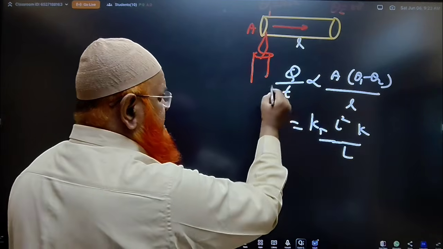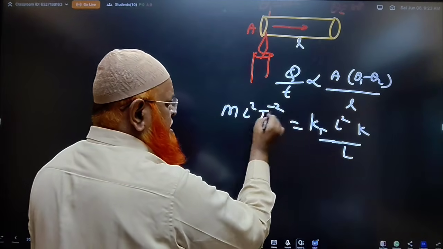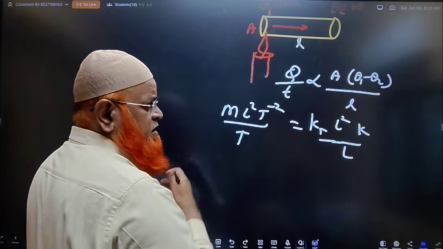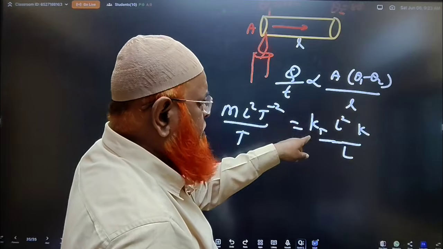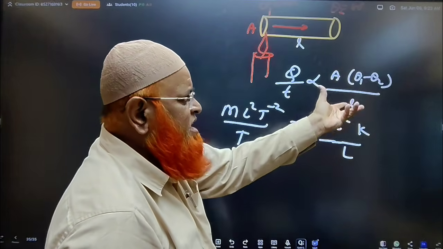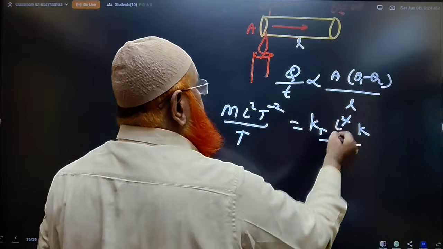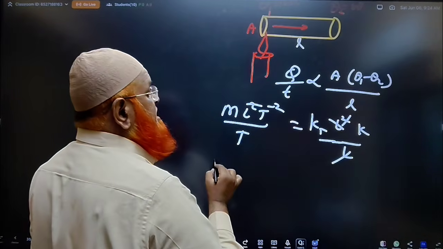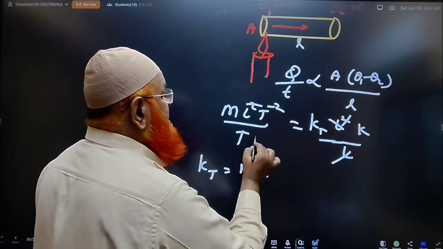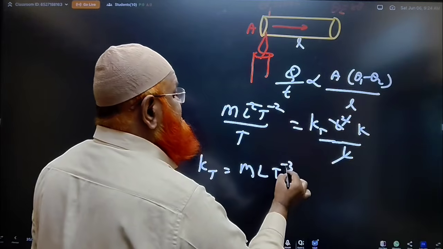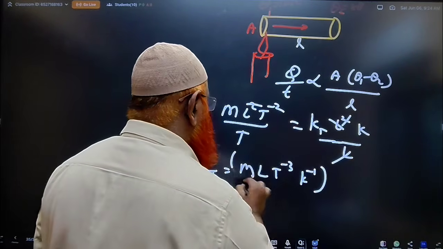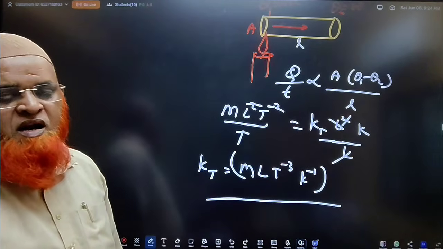Quantity of heat energy means ML square T power minus 2. This is nothing but time. Rate of flow of heat is quantity of heat energy with respect to time. So area, proportionality removed, thermal conductivity constant K. Area means L square. Temperature difference or temperature both are same. So this is going to be cancelled. This L and this L square gets cancelled. So KT is nothing but M. Only one L is left. T comes to numerator, T power minus 3, and this is K. So K comes to this side, becomes K power minus 1. This is the dimensional formula for thermal conductivity.